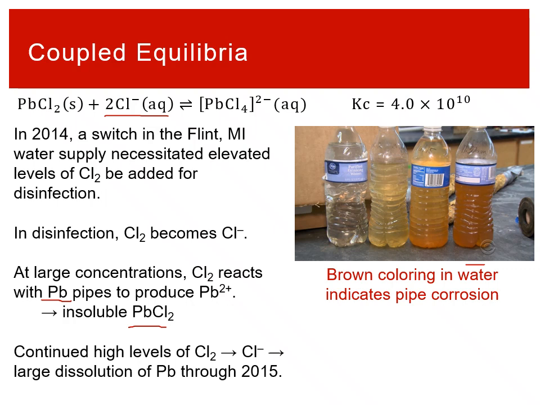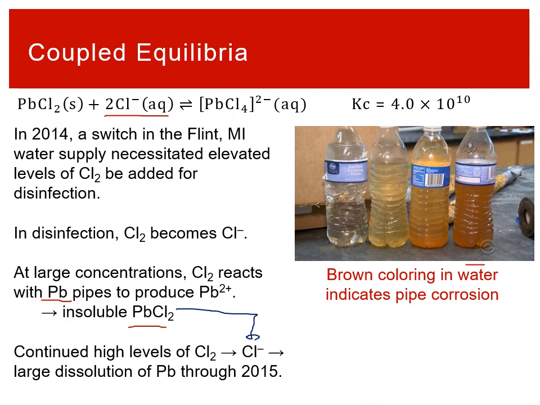But the pipes were lead, and there was continuing high levels of chloride. So basically the initial bits of chloride turn some of the lead into lead 2+. That lead interacts with the chloride to become solid lead chloride. But then you keep having high levels of Cl2. You keep putting a lot of chlorine in the water. So you now have increased levels of Cl-. So you end up with high levels of solid PbCl2 in the presence of Cl-. You start getting large amounts of lead dissolving into the water, going into people's homes.